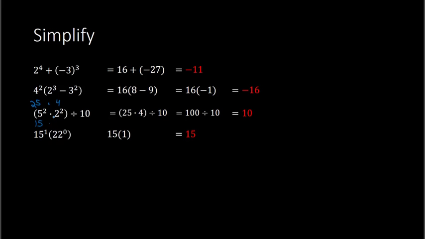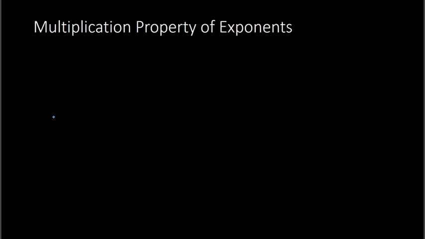Now with exponents, there are different properties that we have. There are 3 properties we will discuss. First, we have the multiplication property. And that says that if we have 2 or more values multiplied together and the base is the same, I will add the exponents. So for example, here we have x squared times x to the 4th power.